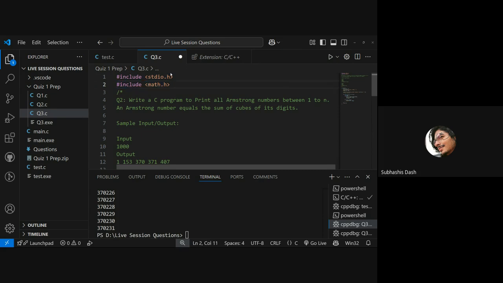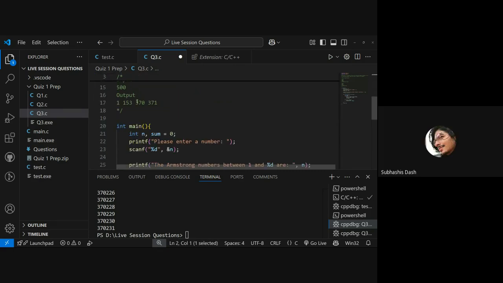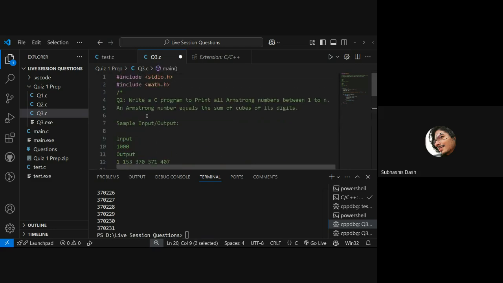Other than that, this hashtag include, just think of it as a keyword. You don't really need to worry too much about what this stuff means. Just know that this hashtag is something like this int or this curly brace. It's just a part of the syntax. Okay.